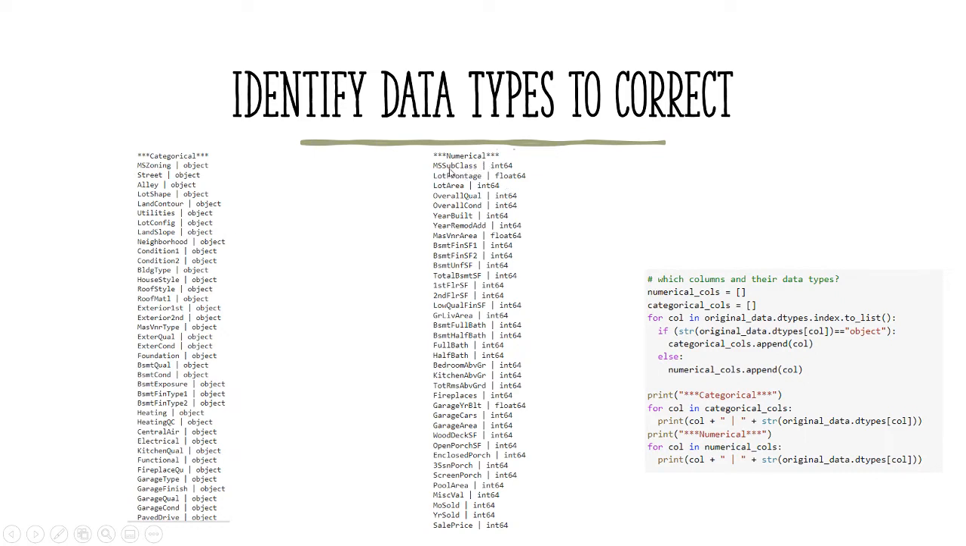Now we have the subclass, the lot frontage, the lot area, the overall quality, the overall condition, the year built, the year remodeled. As you can see, the overall quality, the overall condition, the year built, they are not numerical data, they are categorical data. Overall quality is categorical data, and we cannot apply any calculation on them.